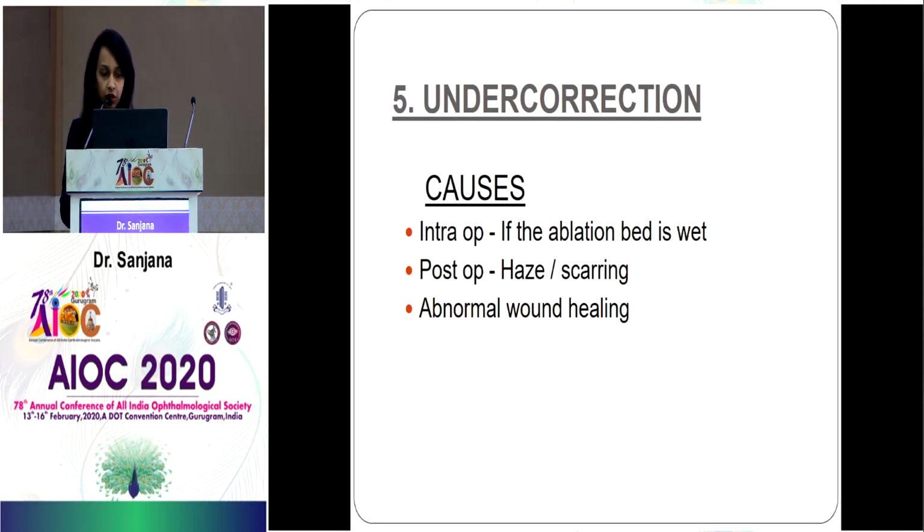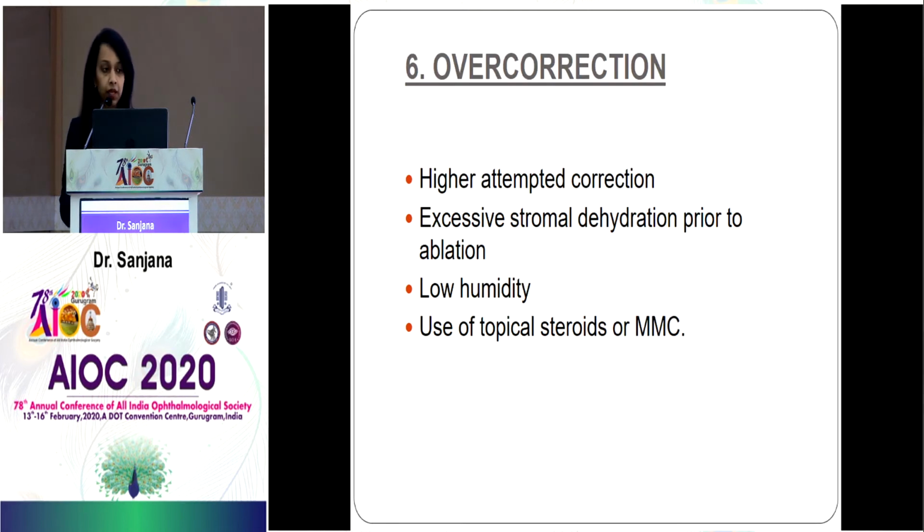Next thing, we have something called undercorrection and overcorrection which can happen. Intraoperatively, if the bed is too wet, it can cause undercorrections, and also it can be because of postoperative haze or even scarring, or if there is aberrant or abnormal wound healing. Then there can also be overcorrection. Overcorrection can be because we have attempted a higher correction, or if the bed was very dry, that is, excessive stromal dehydration prior to ablation can cause overcorrections, or if there is low humidity in the room, and excessive use of topical steroids or excessive mitomycin C can cause overcorrections.